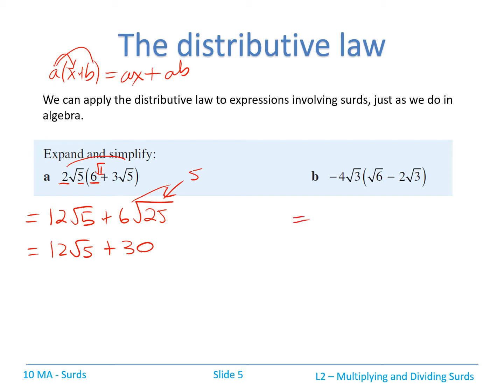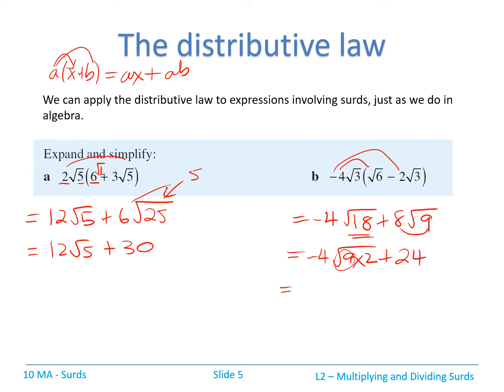Okay, so negative 4 root 3 times root 6. So I'm going to have negative 4 times 1, negative 4, root 3 times root 6, which is root 18, plus, because I've got negative 4 times 2, plus 8 root 9. Now I know this can be simplified to be negative 4, 9 times 2, and then plus 8 times the square root of 9 is 3, so 24.